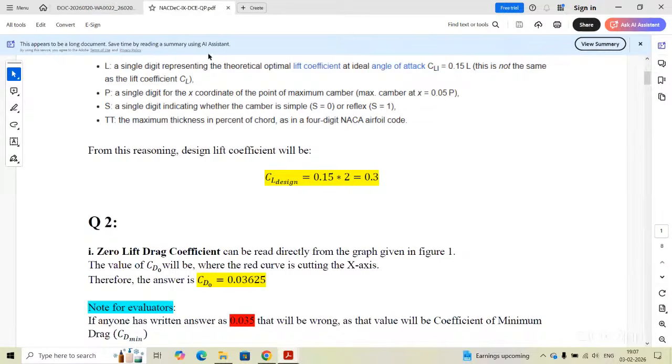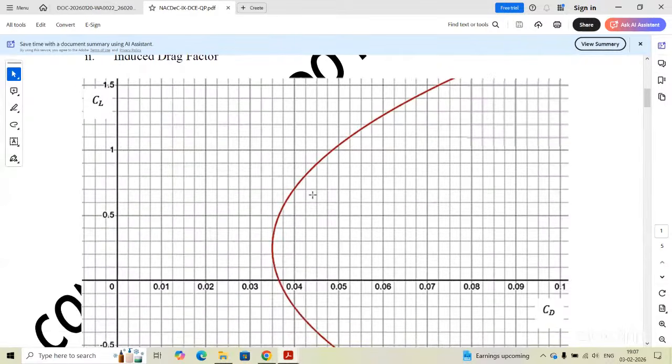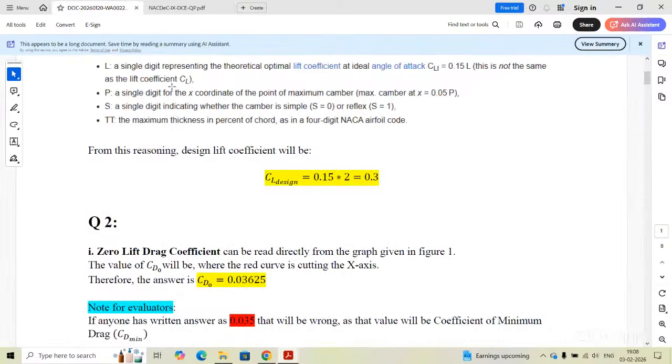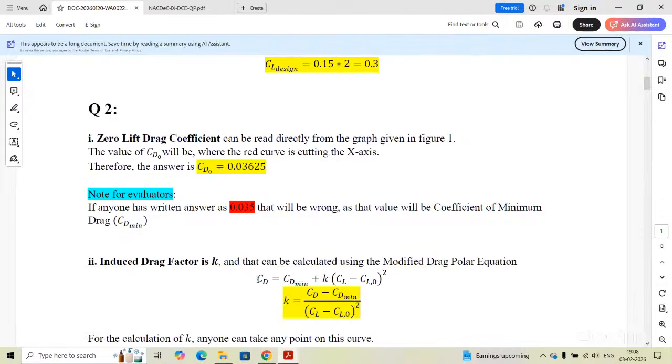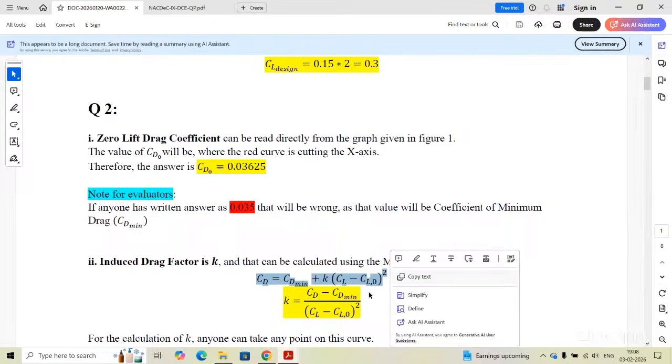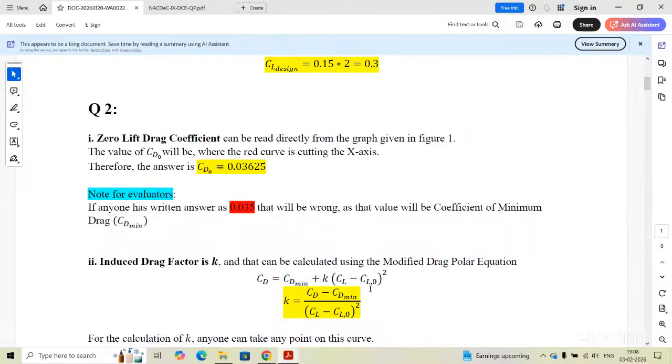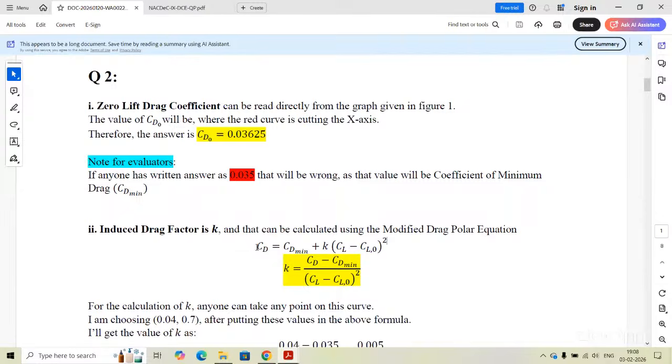So question 2 is about the parabolic drag polar, which was shifted in the y-axis. The drag polar has the equation CD equals CD naught plus K CL squared, but in this case it will be a little modified. So here is the modified drag polar equation. The participants should have identified it, and then they can give the answers to question number 2, first part and second part. First part is very clear.